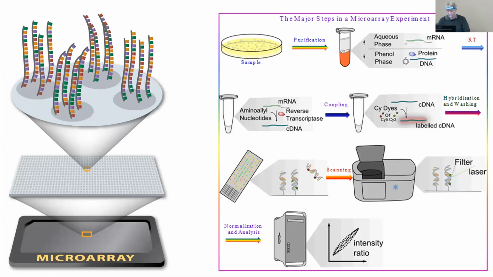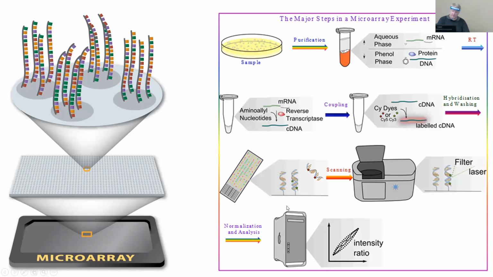So here's our sample, okay? And we do a purification of the sample. It's done by the pouch, okay? So I don't do any purification. I just basically take a sample and put it into the pouch, wherever the pouch is loaded. And then we scan for intensity.